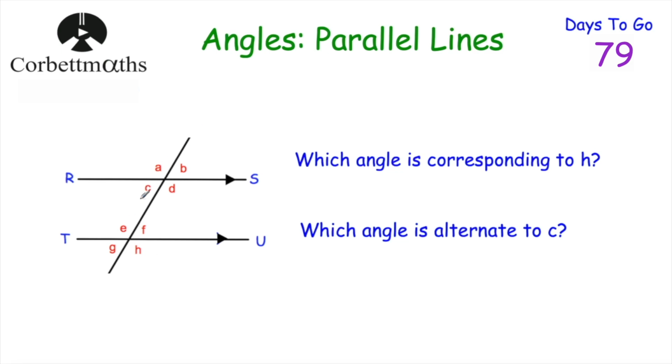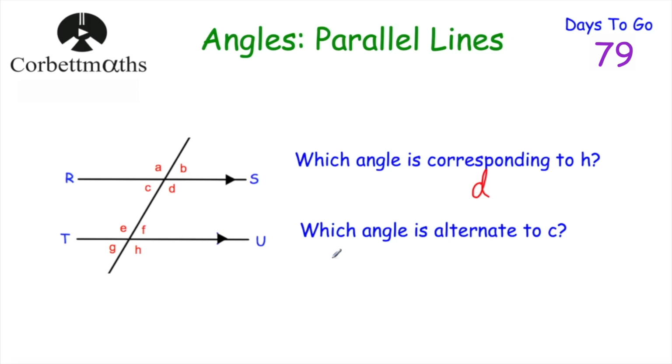So as you can see, we've got lots of angles that are equal to each other. A is the same as E, C is the same as G, B is the same as F, and D is the same as H because they're corresponding. The bottom right is the same as the bottom right. The top right is the same as the top right. The top left is the same as the top left, and the bottom left is the same as the bottom left. So which angle is corresponding to H? That's going to be D. So D is corresponding to H.